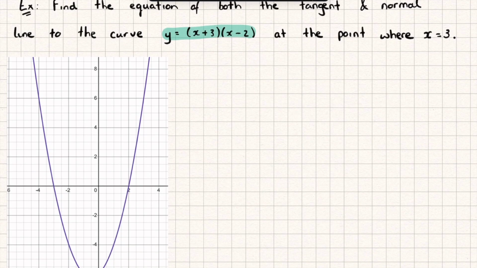And so let's start off by finding that tangent line. We want to find it at the point where x is 3, so it's going to be this point here on the curve I've marked on in red. To find the equation of a line, we really need two things. We need a coordinate that lies on the line, and we also need the gradient of the line.